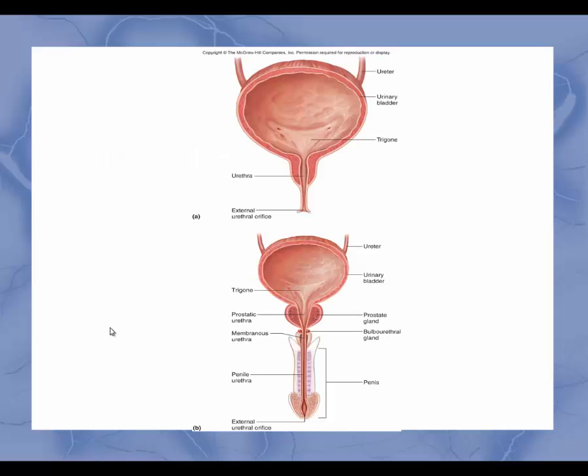Okay, here's both comparing female and male. Female on top, fairly short urethra, and here's a male with prostate and a much longer urethra, about 4 times that size.